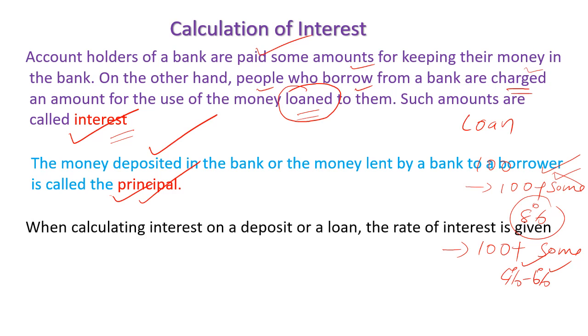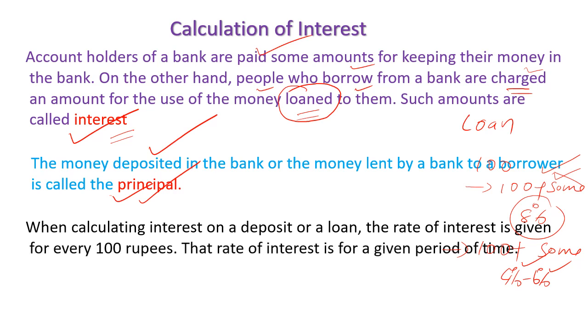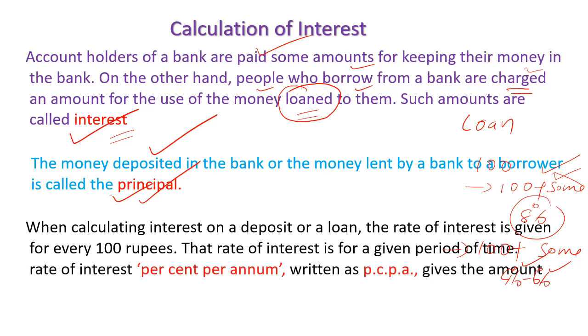For calculating interest, whether it is a deposit in savings or a loan, calculating the interest is always in percentage. For every 100 rupees, how much to charge? That is why it is coming in percentage. The rate of interest is always given for a year, and in mathematics and the banking section, it is percent per annum. How much percent per year for 100 rupees? In short, PCPA, percent per annum, percent per year, per 100 per year.